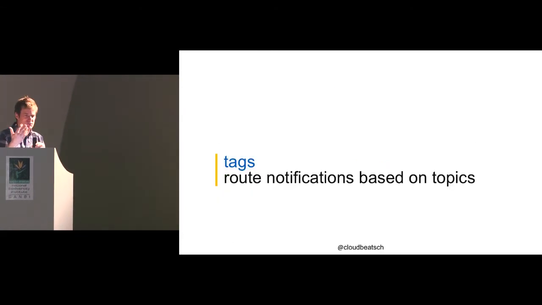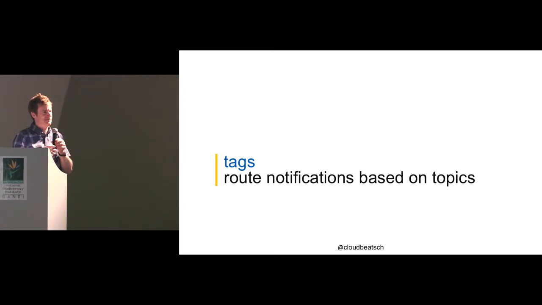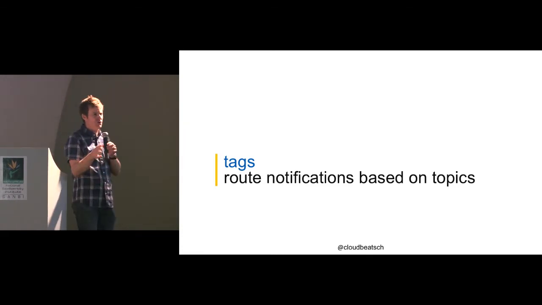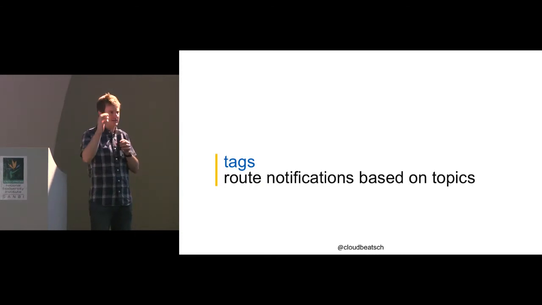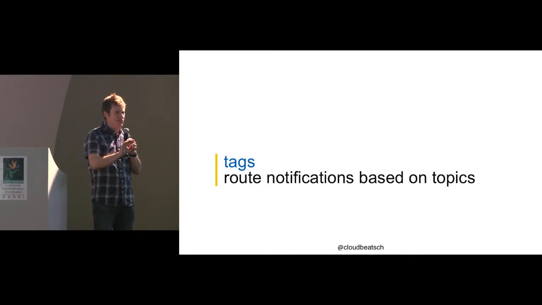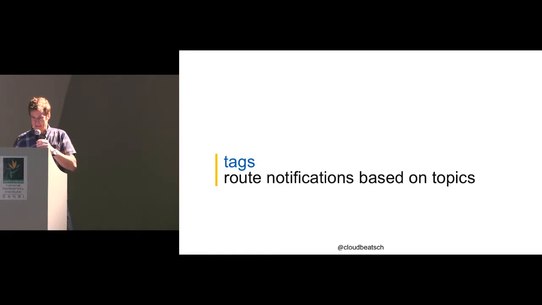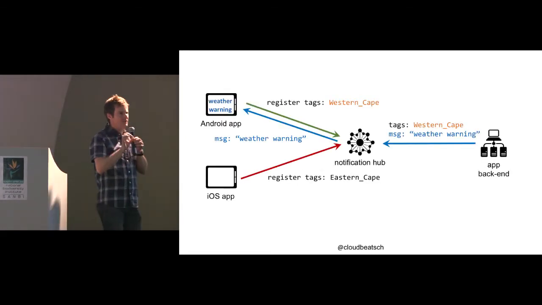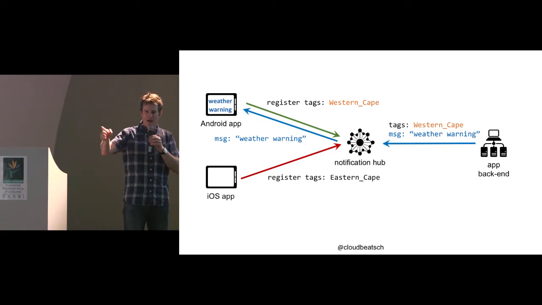Now, the next step really is, how do we deal with this notion of, I'm only interested in rugby messages, or I'm only interested in weather warnings in the Western Cape, and by the way, because I live at the coast, I'm only interested in big waves, but not really in snow, or something like that. The way we can do this is, when we register, and remember, this is based on a pub/sub service, which has topics. So what we do is we register with our interest for certain topics.